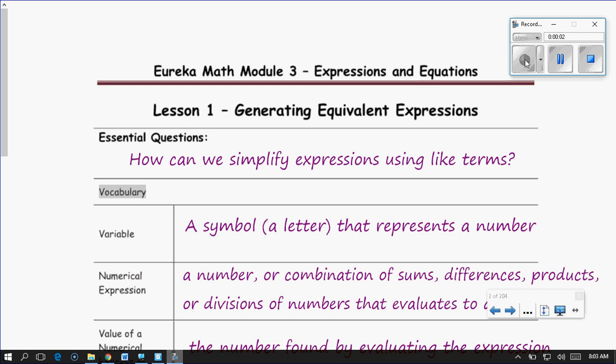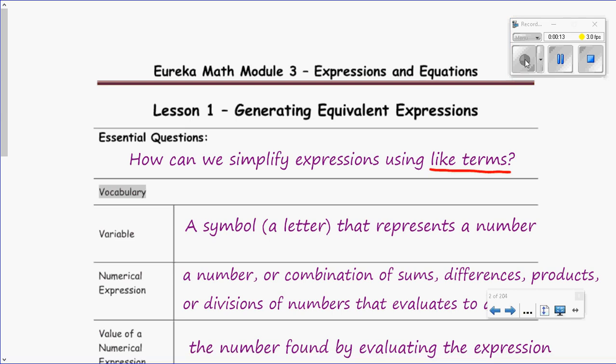Hi everybody, this is lesson 1, generating equivalent expressions. Our essential question is, how can we simplify expressions using like terms? Hopefully you've heard the phrase like terms before, and we also define that later on in the video. We're first going to start with this page of vocab words.